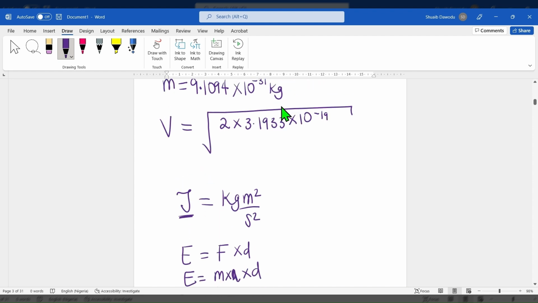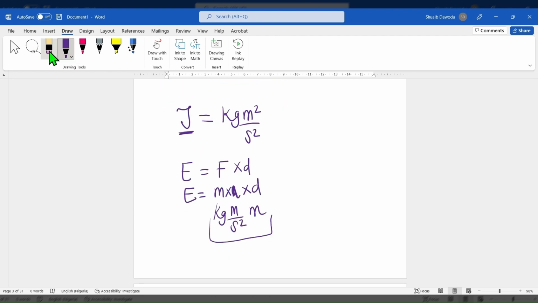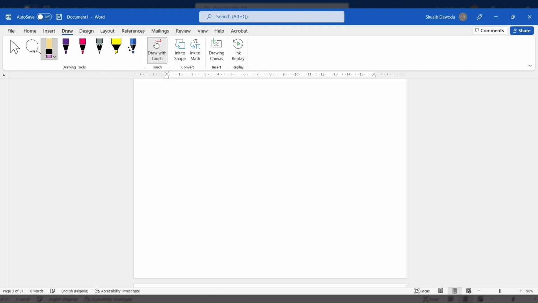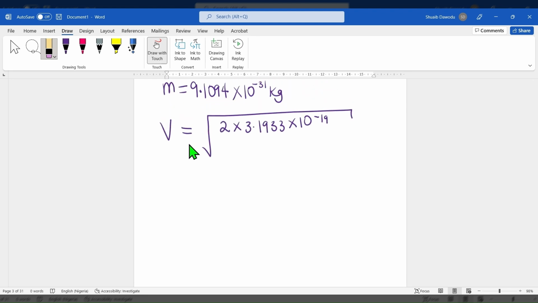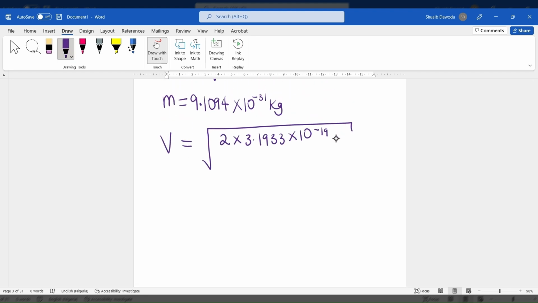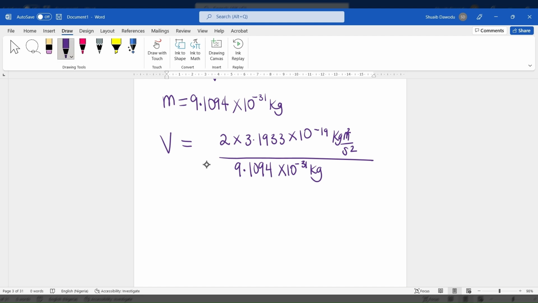I'm saying all of this to say that we cannot just substitute joules in this. We have to put it in the SI unit form. So the energy is no longer 3.1933 times 10 to the power of negative 19 joules. We're going to just put kilogram meter squared per second squared, divided by 9.1094 times 10 to the power of negative 31 kilograms. So that's basically what it is here. So you cancel out the kilograms. You do the substitution up top.